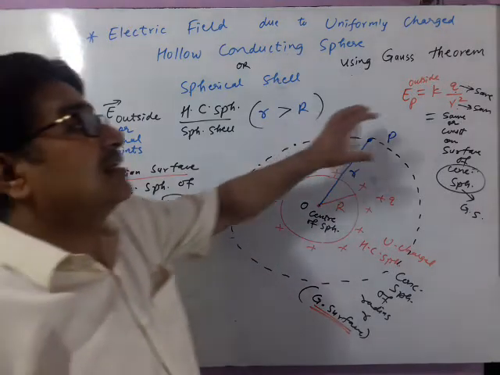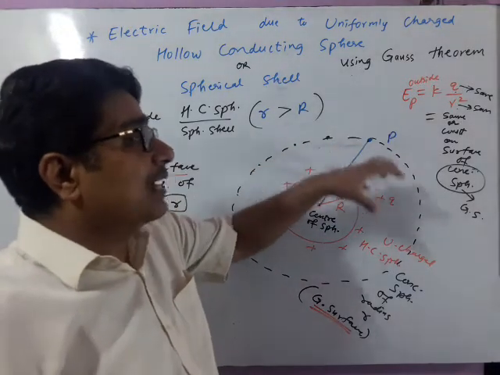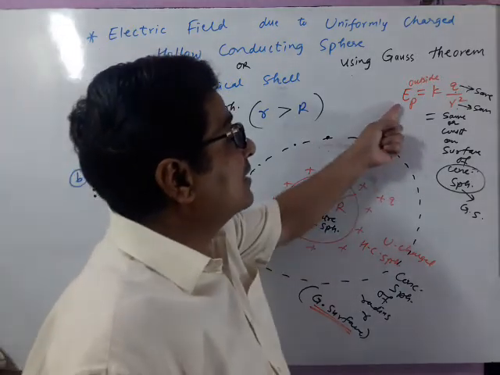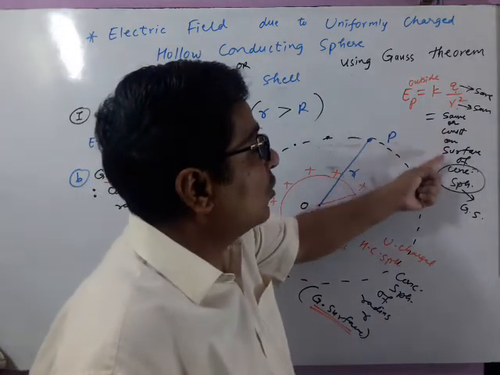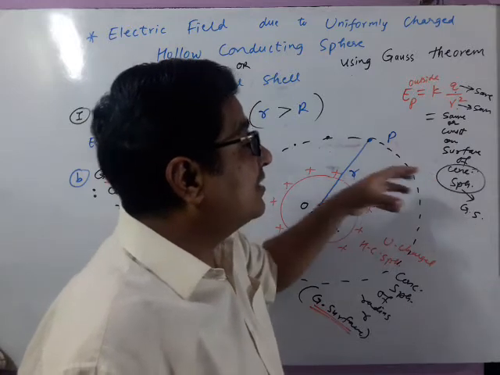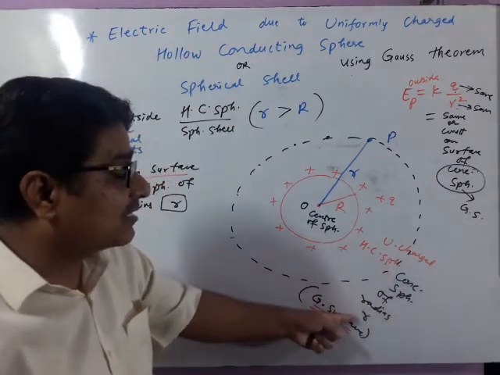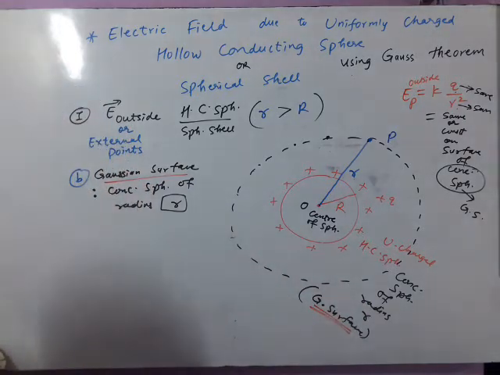Now this is the final result. But before that I am telling you so that you come to know why electric field remains constant on the surface of the sphere. Then and only then can we consider that concentric sphere of radius r as the Gaussian surface.